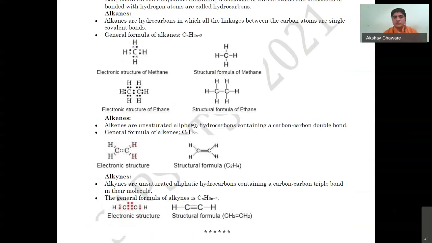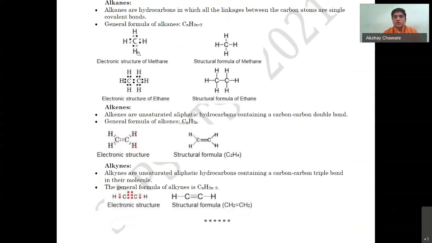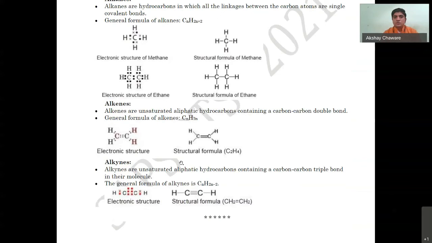Otherwise the question was very easy, and here is the solution. You can refer: alkane, CnH2n plus 2, then methane is the first member. Okay, this is the electronic structure, and this is the structural formula. Two examples are given here. Alkenes, electronic structure, structural formula. Alkynes, electronic structure and structural formula. Okay, electronic structure means electron dot formula. So this is the end of this model answer.